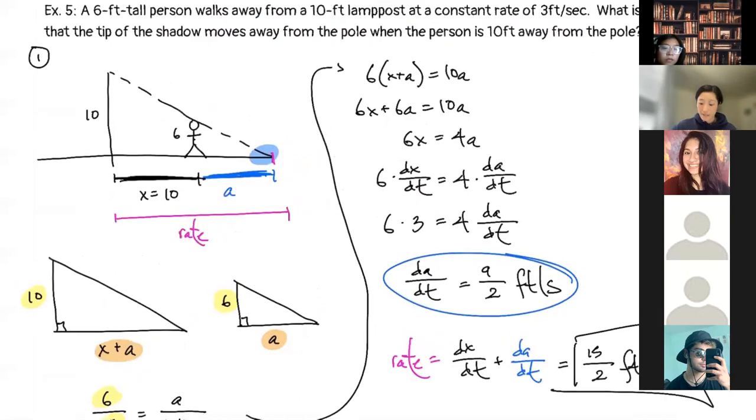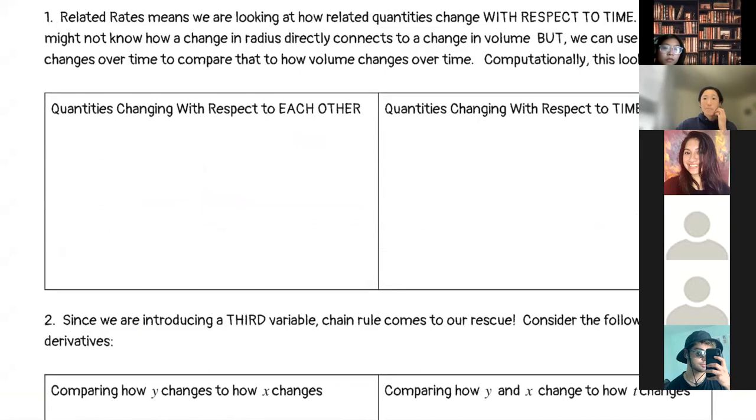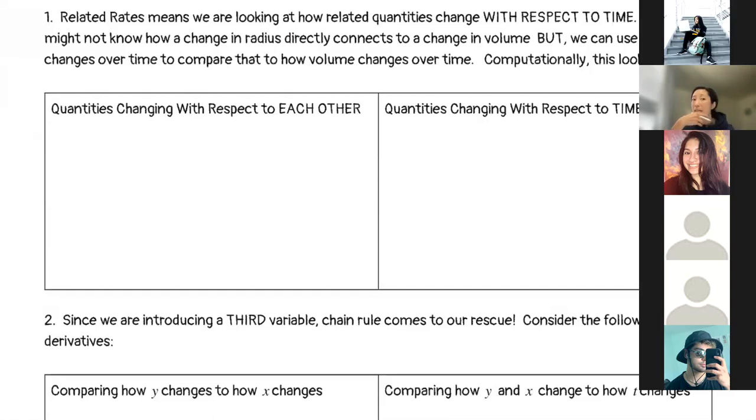So that being said, let's take the last few minutes to do a quick summary here, okay? So related rates means we are looking at how related quantities change with respect to time, right? So this is what I was trying to say earlier. We might not know how the radius change connects to the volume change, but we can compare them to time and then find out that way.